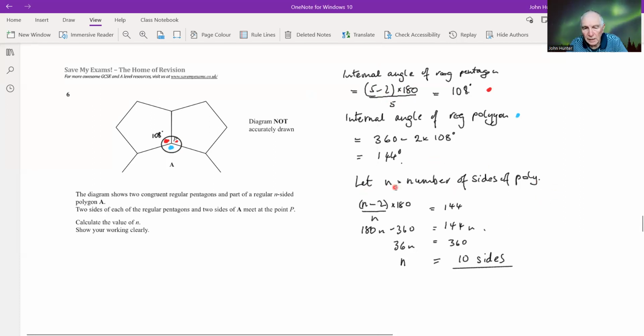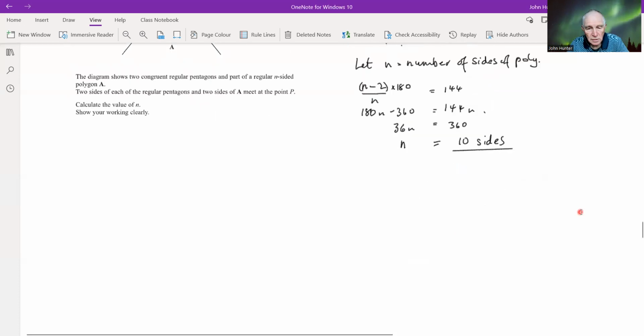So what we have to do is say, let n equal the number of sides of the polygon. Well, we're actually told that anyway. So the size of an internal angle will be (n minus 2) times 180 over n, and that is equal to 144, because that's just what we've calculated. So then we've got a little equation in n. We multiply the n up to here, work that through, and we get that n equals 10 sides. So that is a decagon, isn't it? So, okay, that is number 6.